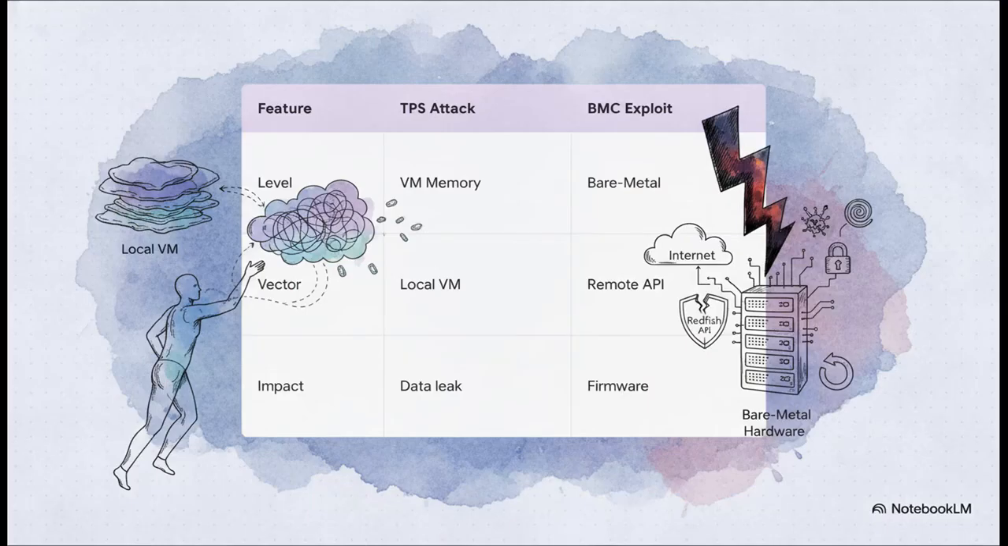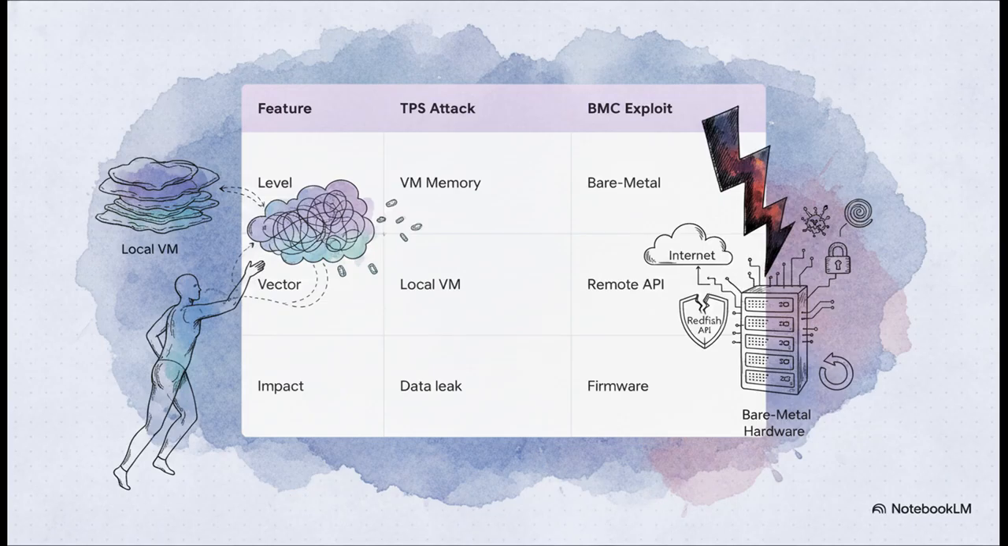Let's shift gears for a second and put this into perspective. How does a hypervisor memory leak actually stack up against other massive data center nightmares? We'll take a look. On the one side, we have the TPS side channel attack. It targets the hypervisor and VM memory, and crucially, it requires the attacker to already have local access on a neighboring VM. The endgame there is covert data and key exfiltration.